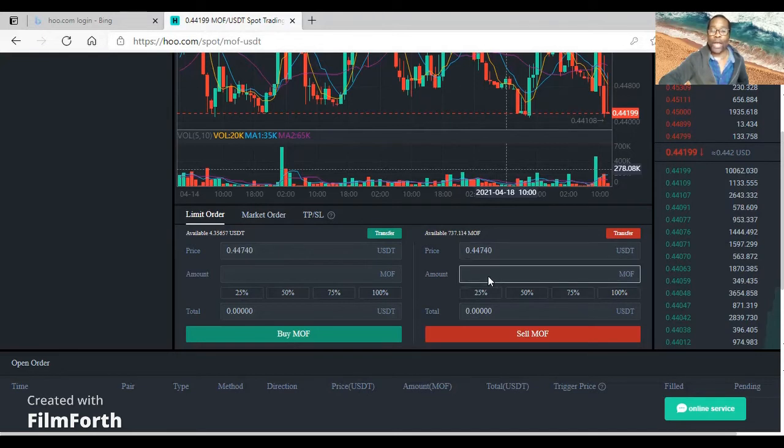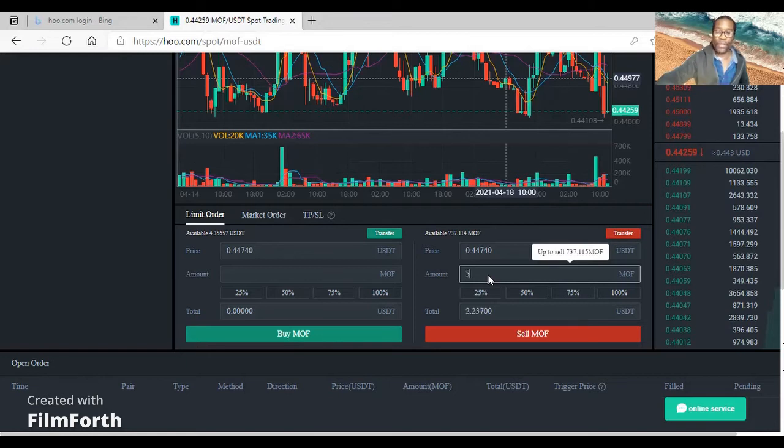With this, in this case, I want to use market order to sell some of my MOF. So I can put, say, 50 MOF, or I can say 25% of it, or 50% of it, or 75% of it, or 100%, which means sell all will be sold. But that is not what I want to do now.